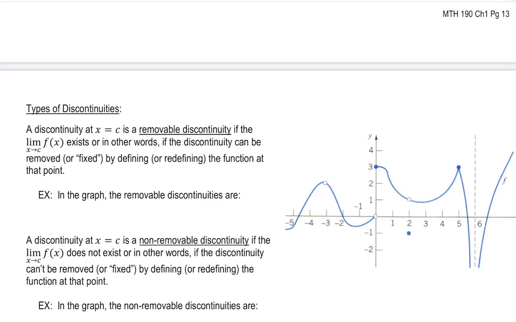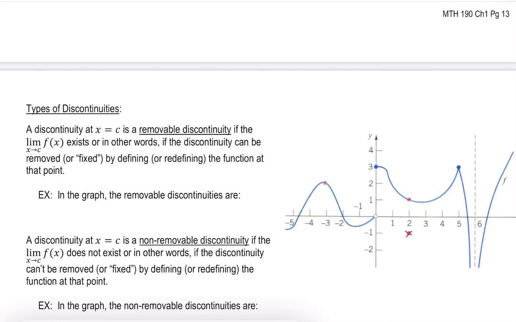So if we were to look at this graph, are there any discontinuities that I could fix by simply redefining one point? And there are. If I just defined a point at -3, that would be continuous. If, at x equals 2, I just redefined that one point, that would make it continuous. So what these two have in common is both of their limits existed. So you're going to have a removable discontinuity.